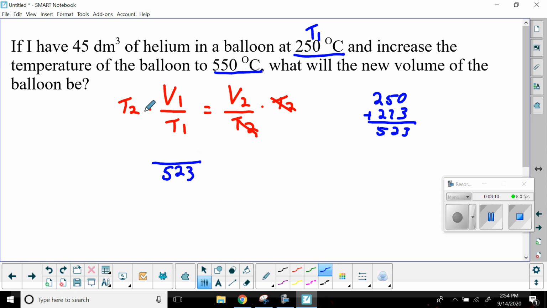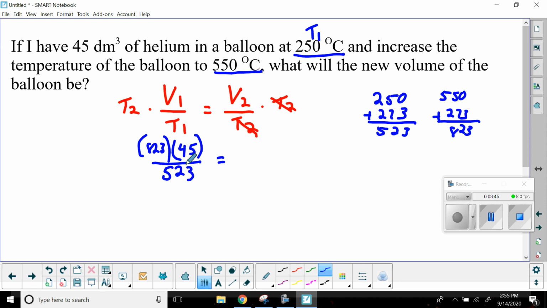My initial volume was 45. And then my T2 is 55, so 55 plus the 273 is going to get me 328. So multiplying the 328 kelvins times the 45 liters, all divided by 298, should get me my new volume.